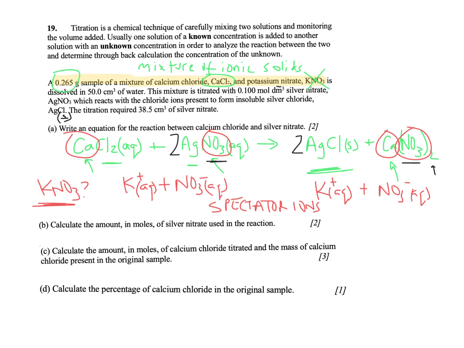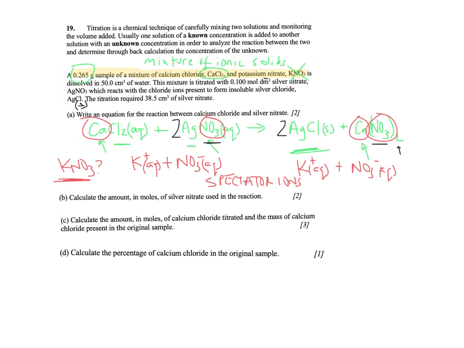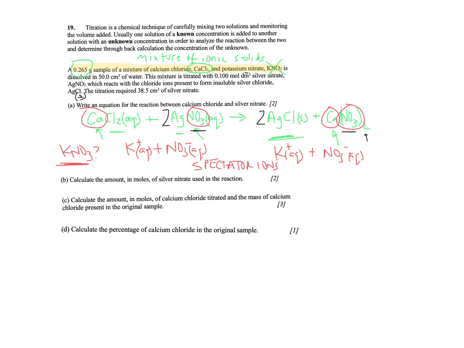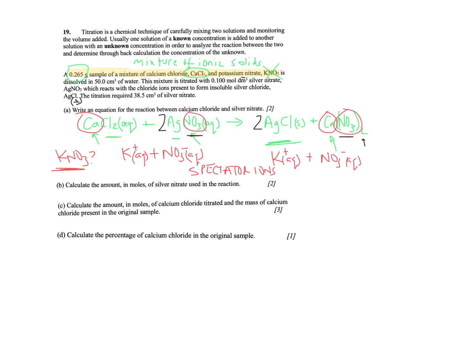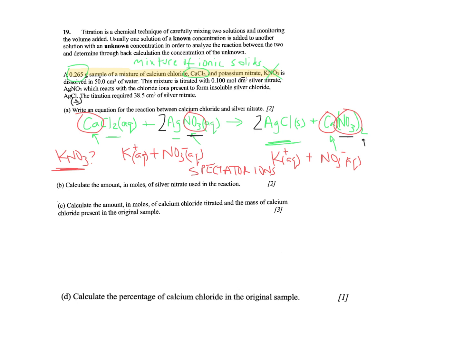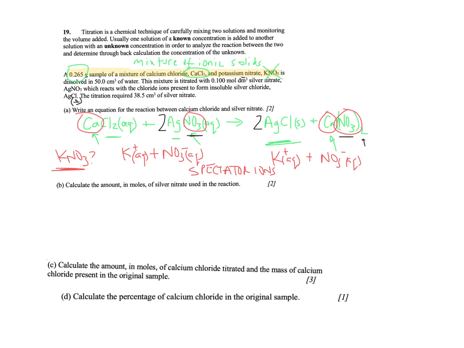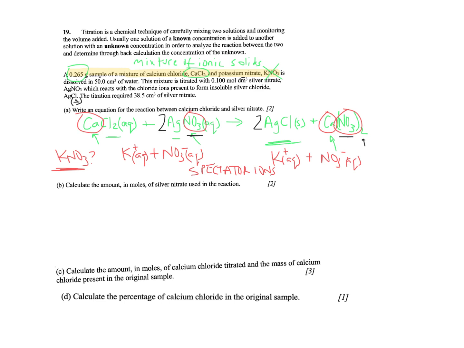All right, moving right along. Then it says calculate the amount in moles of silver nitrate used in the reaction. Let's see if I can make a little space here for this. And maybe I can move some of these bits and pieces. Yeah, I can move these down and make a little space. Okay, so how much silver nitrate was used in the reaction? Let's have a look up here. It tells us that we have this amount of silver nitrate.